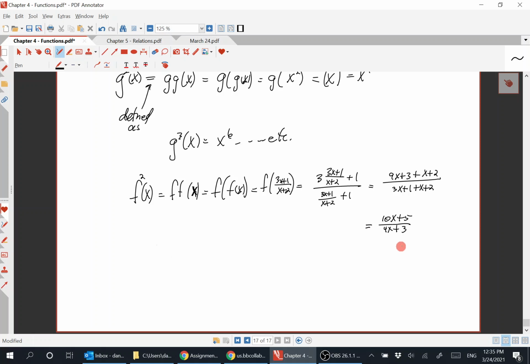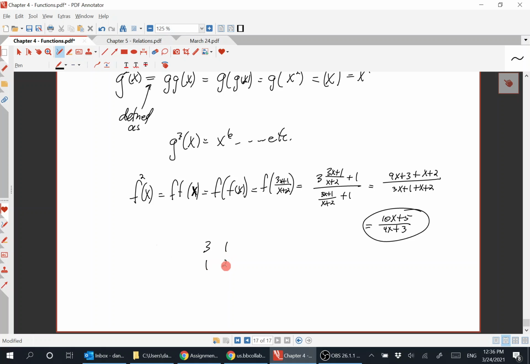Has anybody taken matrix algebra yet, or elementary linear algebra, or differential equations with matrix algebra? Has anyone taken one of those classes yet? Yes. All right. If you look at this type of function, a linear function divided by a linear function, called a rational function, those actually correspond to 2 by 2 matrices.